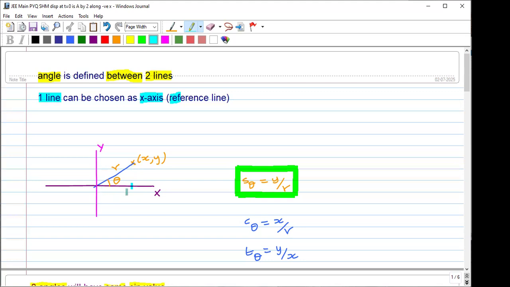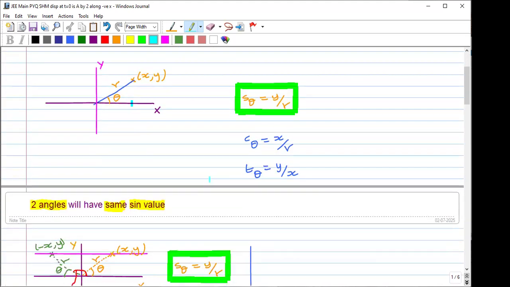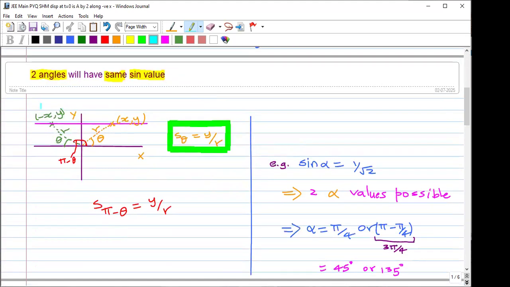This coincides with the definition of sine theta as opposite side by hypotenuse for angle less than 90 degrees. But this is a more general definition, which is valid even for angles greater than 90 degrees. Two angles will have the same sine value. For example, the angle between the reference line, the x-axis, and this line, say, is theta. So the sine of this theta is defined as y by r, where y is the coordinate of the point at a distance r along this line.